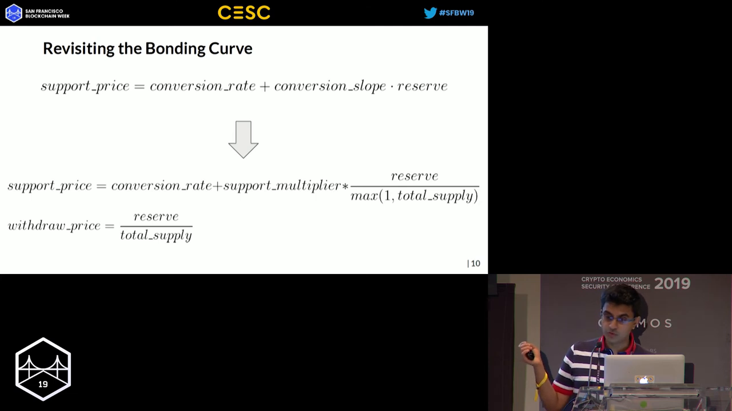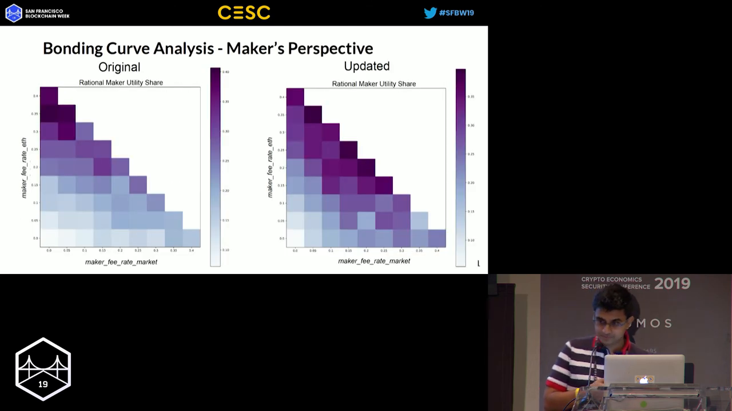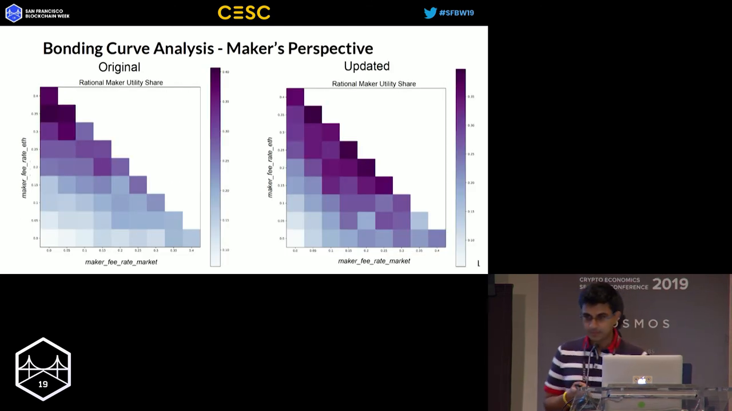Now, if you look at the actual equation here that we've modified for the support price, there's a little bit more going on. It turns out there's some edge conditions, so you run into this slightly more complex linear form, but the intuition really is that support multiplier times the withdrawal price. Think of this as 110% of the sell price is the buy price, for example. So with this, we went back to the Gauntlet folks and we said, let's see what happens when we run these simulations again. Does it do better?